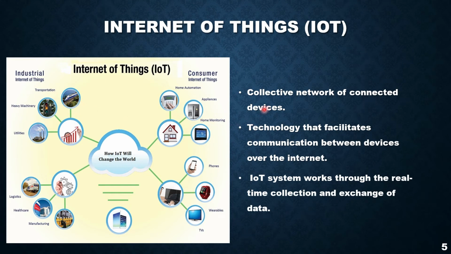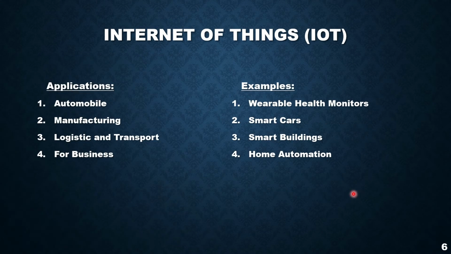IoT is a collective network of connected devices. IoT is a technology that facilitates communication between devices over the internet. An IoT system works through the real-time collection and exchange of data. And in this slide, we can see some of the applications and examples for Internet of Things. Applications are, as in the previous slide, Internet of Things can be used in automobile, in the manufacturing industry, in the logistics and transportation industry, and it's also used in business.